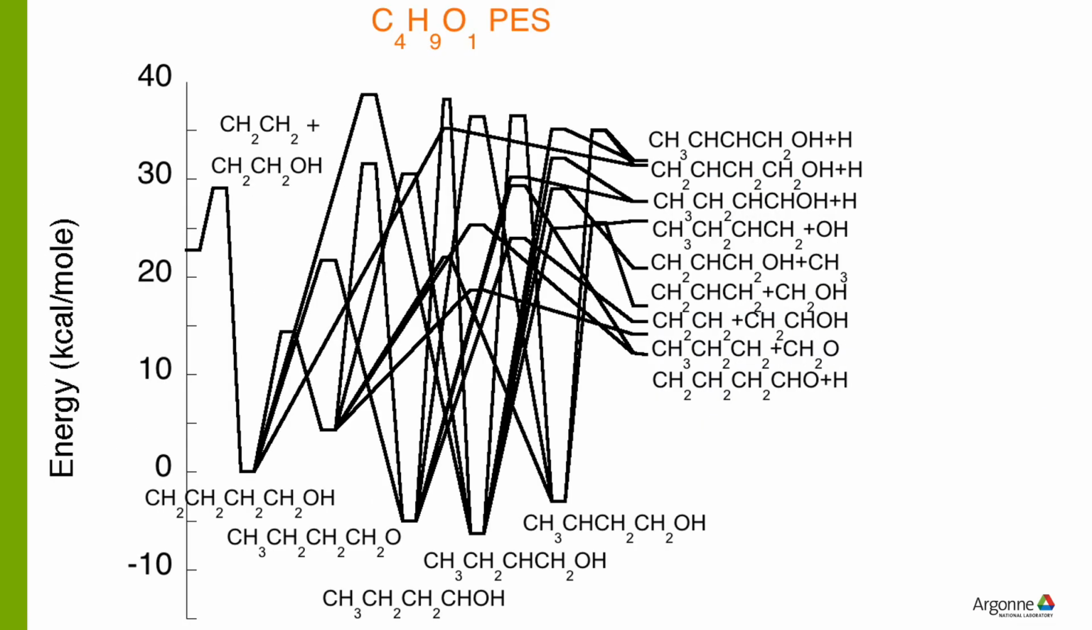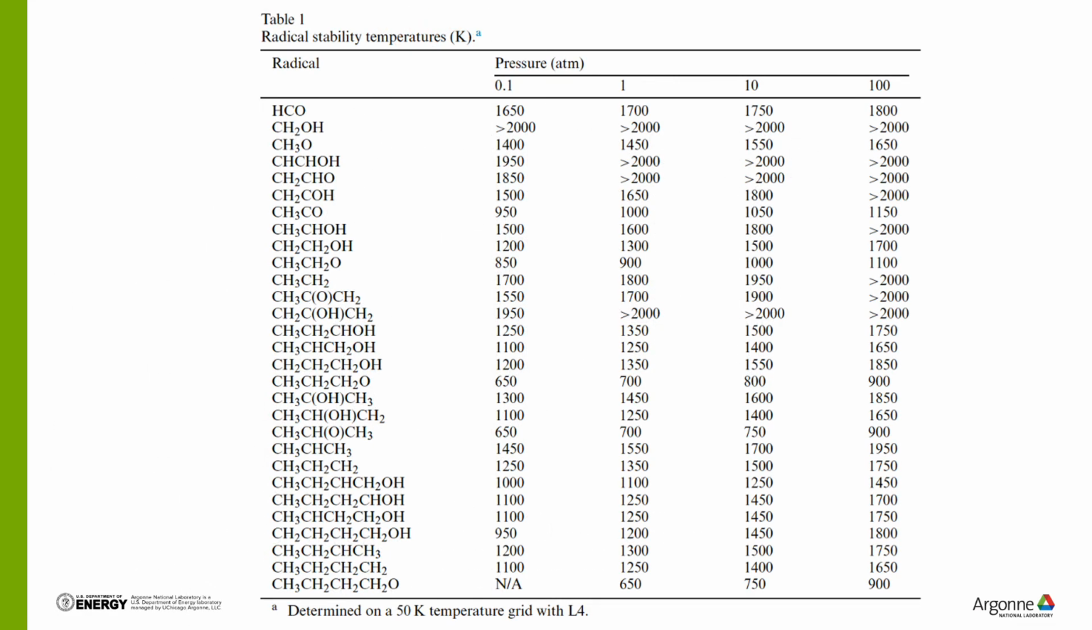And the most complicated potential we looked at in this project probably was the C4H9O1, just as an example of how complex things can get. It looks like there's 5 minima on this potential. One fun thing that we can do with the MES code is look at the stability of the radicals. Beyond a certain temperature, they'll dissociate faster than they'll stabilize, and this shows how that varies with temperature and pressure for the whole series of radicals we looked at.